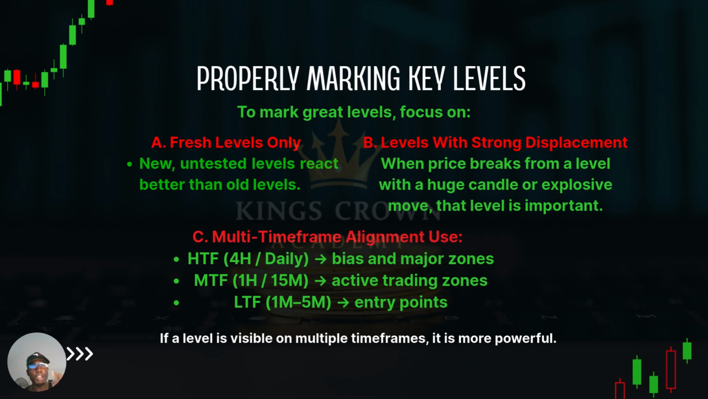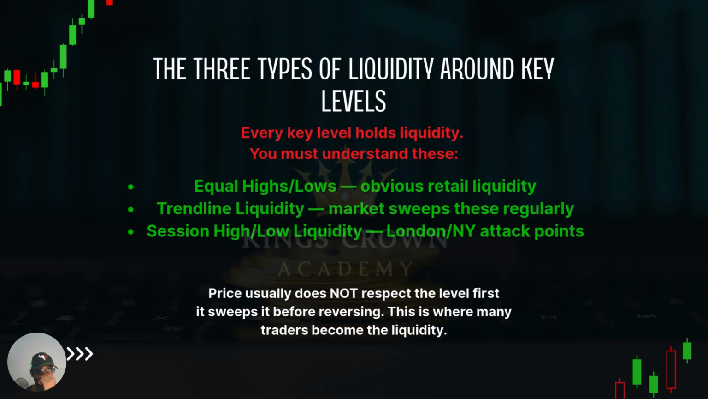Okay, now if a level is visible on multi time frame, that makes that level very powerful. If you see a level reacting for multiple time frames, that means that level is powerful. Okay, so there are three types of liquidity around key levels. Okay, now every key level holds liquidity. You must understand this. Every key level you see on the chart, all right, holds liquidity.